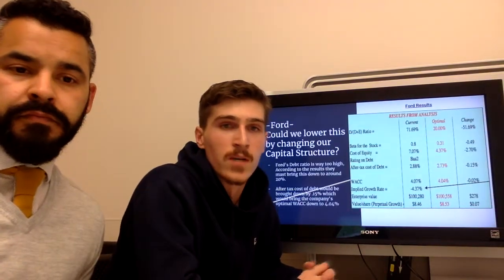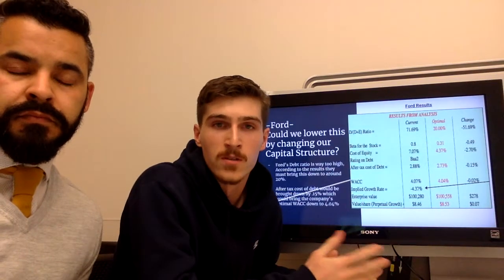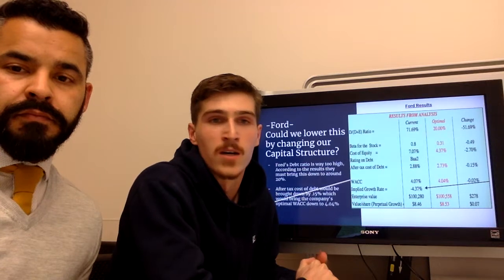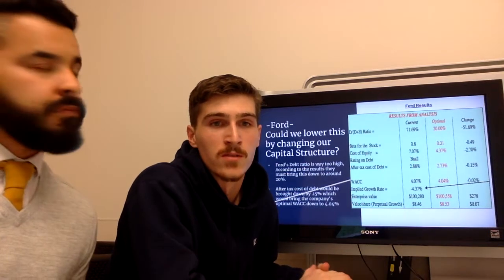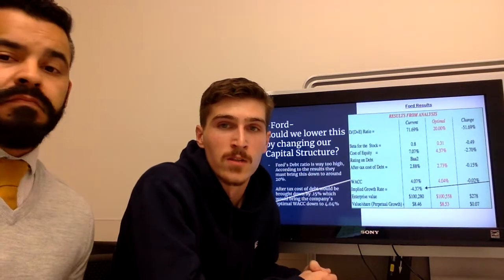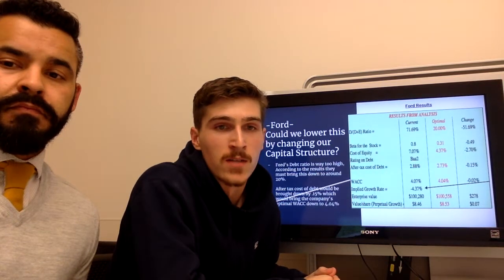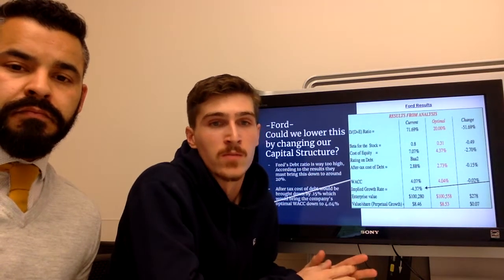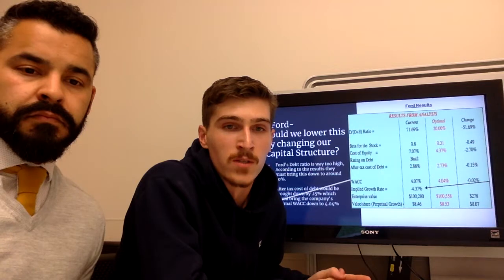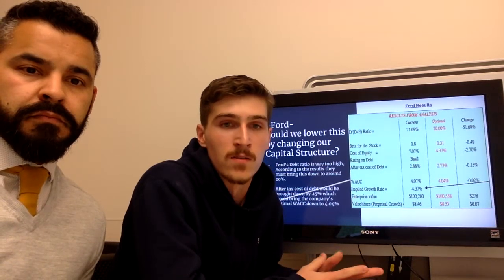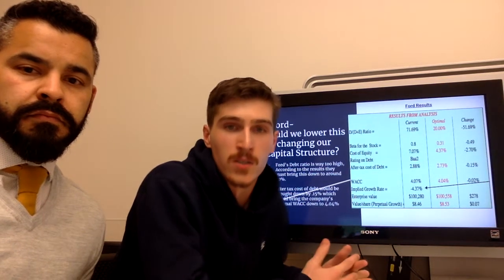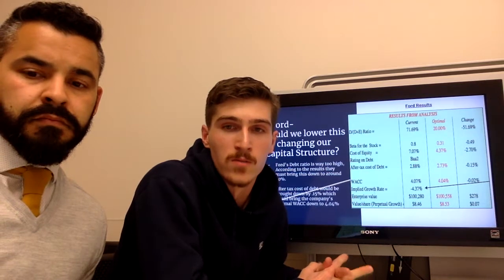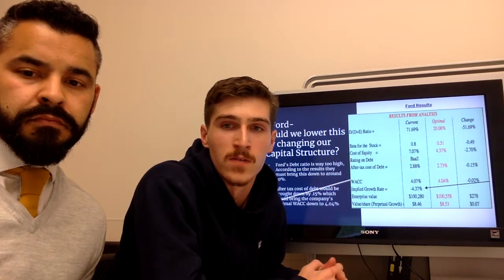So could we lower this by changing our capital structure? For Ford, the debt ratio is much too high. According to the results, they must bring it down to around 20% if they want to be optimal. And after-tax cost of debt would be brought down by 0.15%, which would bring the company's optimal WACC down to 4.04% and bring their enterprise value up to 100 billion 558 million.